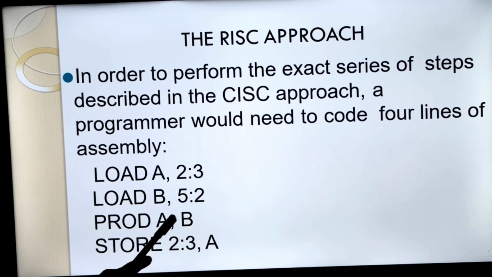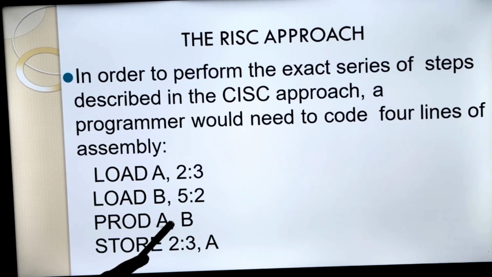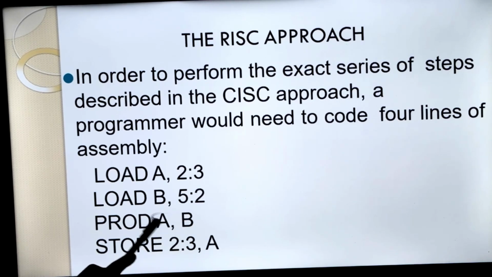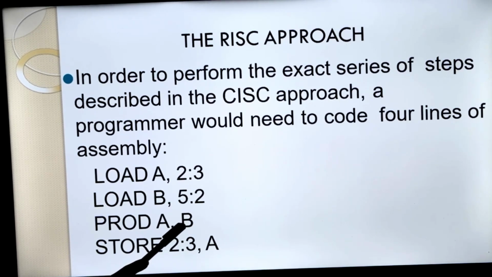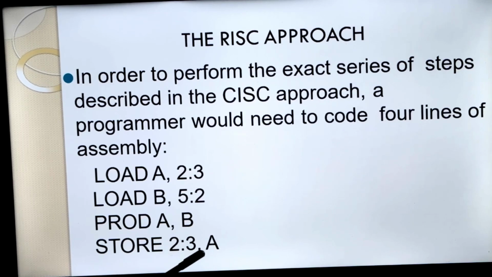After loading, I can perform the multiplication by using the keyword prod or mul. So if you use prod or mul A comma B, A is also a register, B also a register. Whatever is inside A and B will be multiplied. And finally, the final result will be stored in A. This is nothing but A equals A into B. Now you want to transfer the data to main memory, so what you have to do is store. This is the memory location where you want to store back the result, from register A.